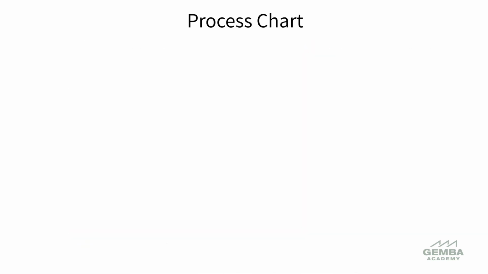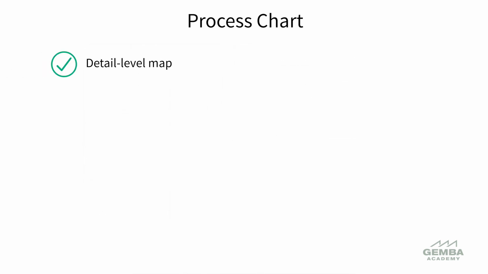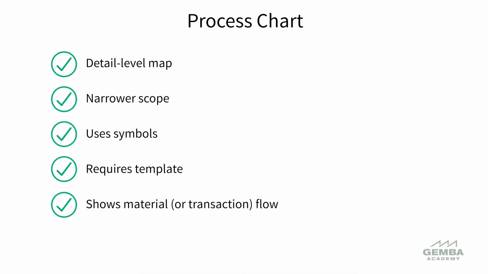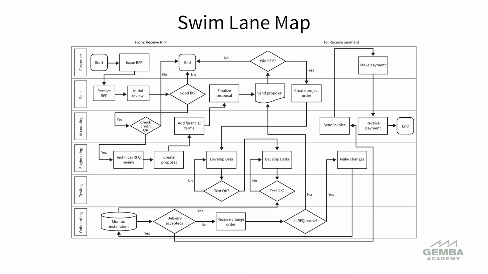The process chart uses a template and a simple set of symbols to rapidly record and analyze process steps in detail. Time, movement, or other data may be collected. The process chart often focuses on the flow of materials, but can be adapted for knowledge work and information flows. Next, we have the swim lane map. What makes the swim lane map unique is that it goes further than a flowchart by visualizing lanes of responsibility, their interactions, and how this creates complexity.